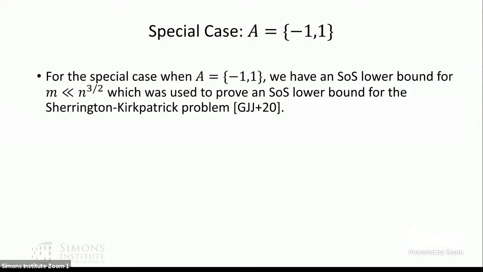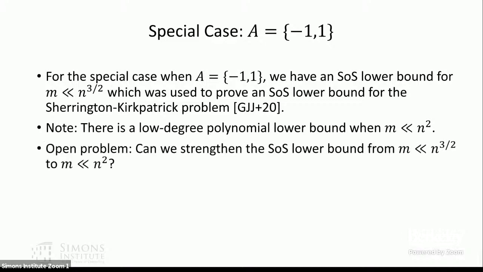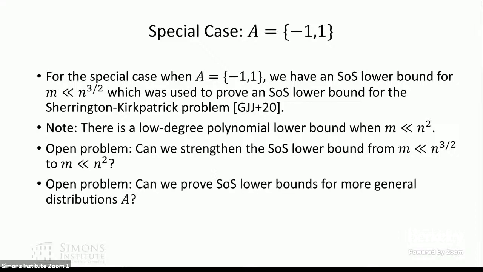Now for sum of squares, for the special case when A is just -1 and +1, we have an SOS lower bound when m is at most n to the 3/2, which was used to prove an SOS lower bound for the Sherrington-Kirkpatrick problem. As a note, here we have a low degree polynomial lower bound when m is at most n squared. One interesting question is to try and strengthen the SOS lower bound from n to the 3/2 to n squared, and another open problem is to prove SOS lower bounds for more general distributions A.